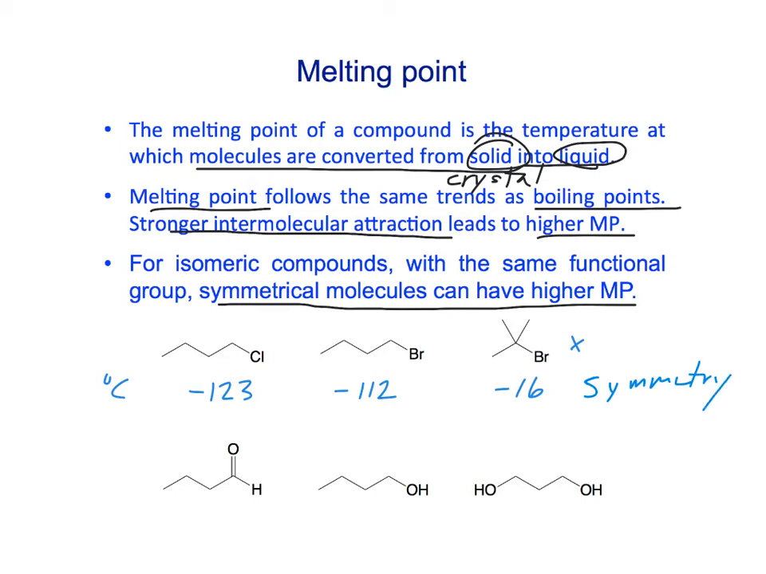So let's go down to the aldehyde below. Minus 96 degrees. As we add an OH, we have stronger hydrogen bonds, so this does go up slightly. It takes slightly more temperature. And as we go to this dialcohol here, minus 27. So all of these, except for this one, followed the same trends that we saw when we talked about boiling point.